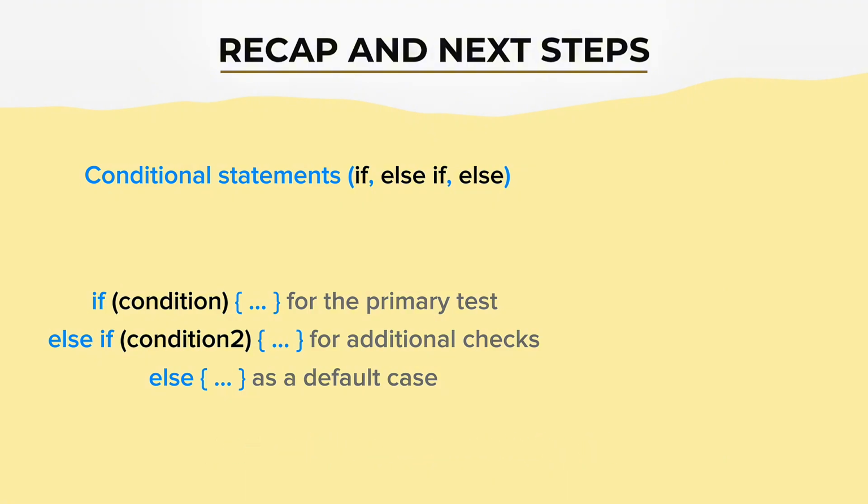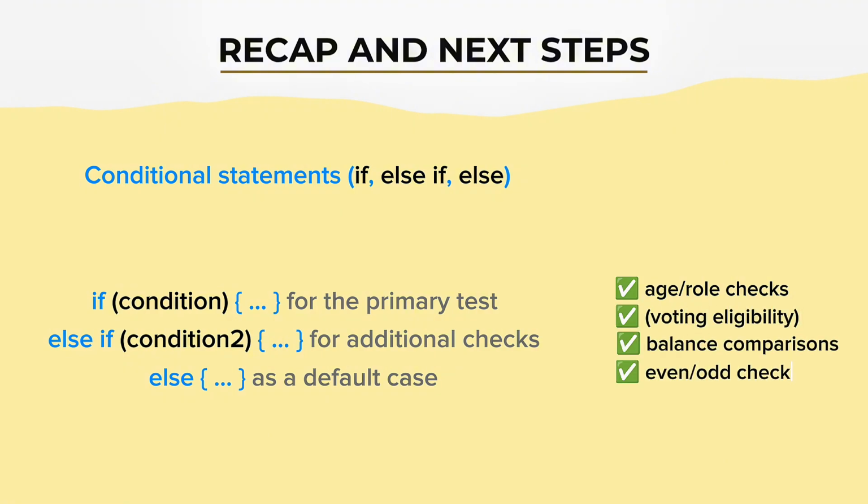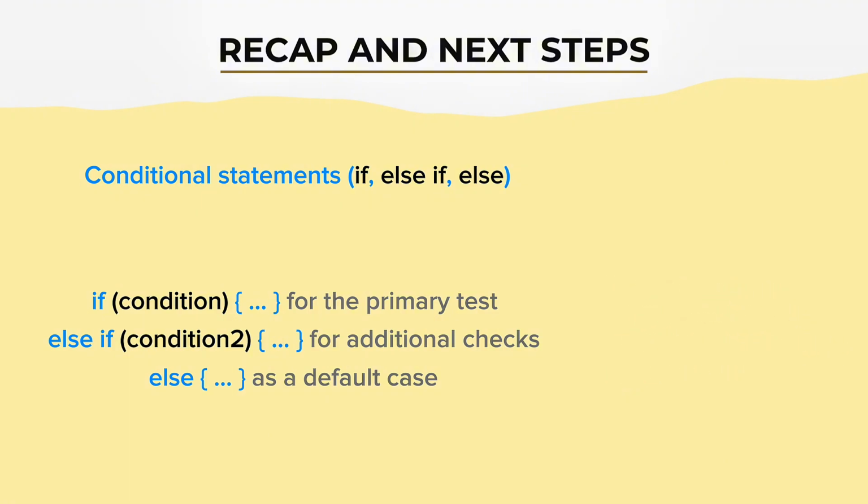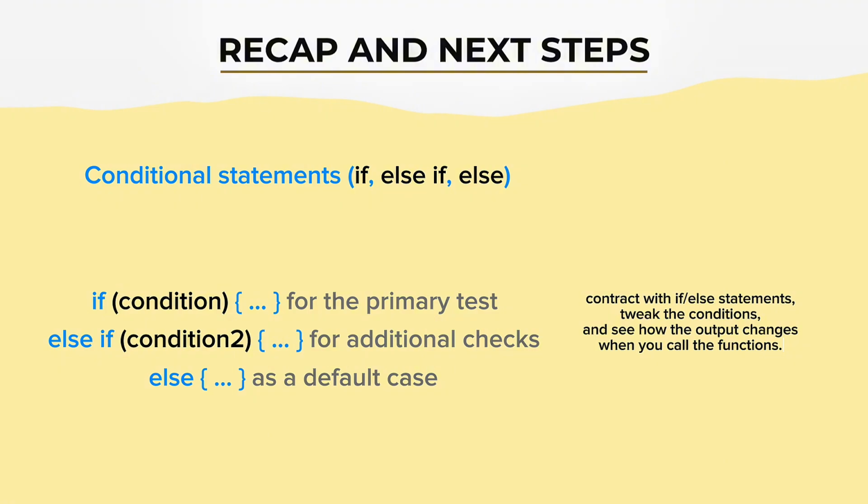We saw examples: age and role checks, voting eligibility, balance comparisons, and even odd checks. Each uses if-else to direct the flow. Only the branch with a true condition runs. Now that you understand the basics, try writing and testing these examples in the Remix IDE. Contract with if-else statements, tweak the conditions, and see how the output changes when you call the functions. Experimenting is the best way to solidify your understanding.